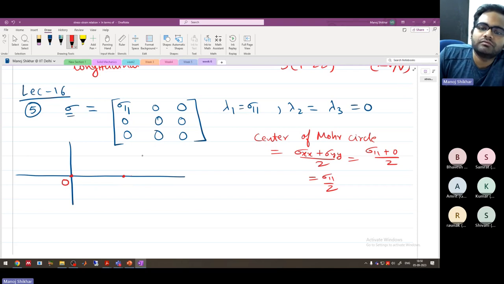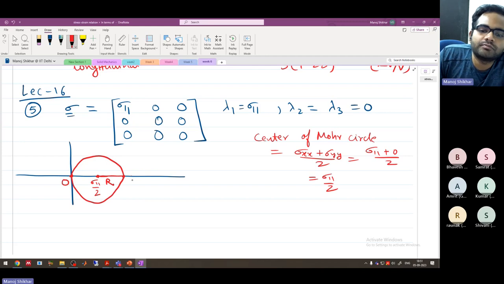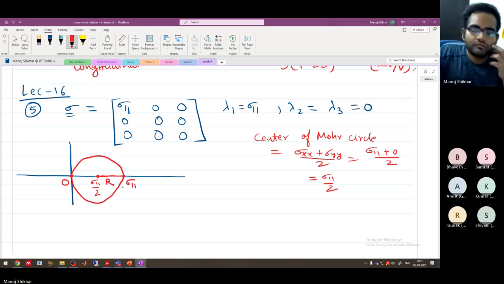What do we do then? We have plotted the center. Here we have the center, sigma 11 by 2. We plot the sigma xy component. What is the sigma xy component? It is 0. So this becomes our radius. Now we have a center and a radius, so we will draw the circle. I hope you were able to follow me. This is the sigma axis and this is the tau axis. So this is our Mohr circle.